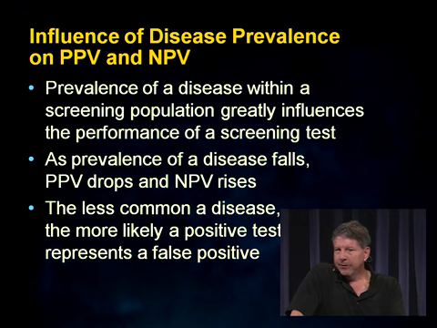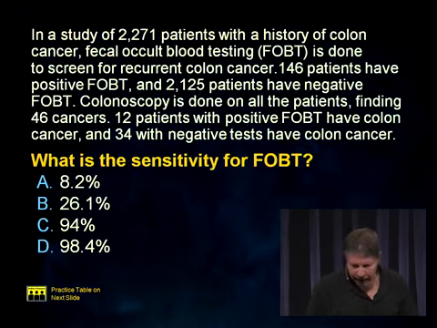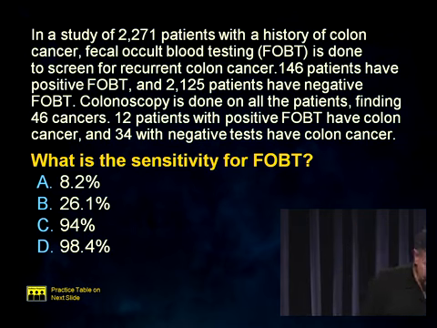Does that make sense? Okay, it only works for those two. Sensitivity and specificity, it's not like that. They work without any idea of the prevalence. It doesn't matter about the prevalence for sensitivity and specificity. Okay, all right. So here's what happens on the test, right?